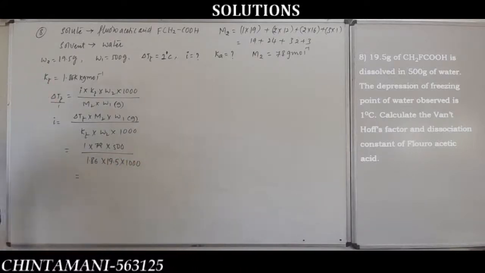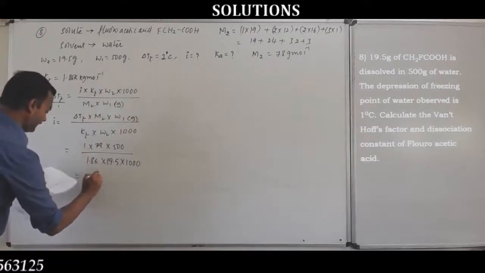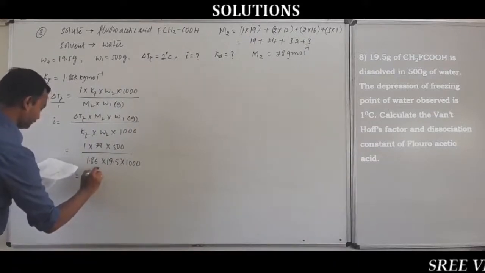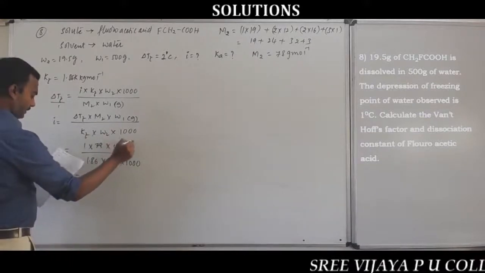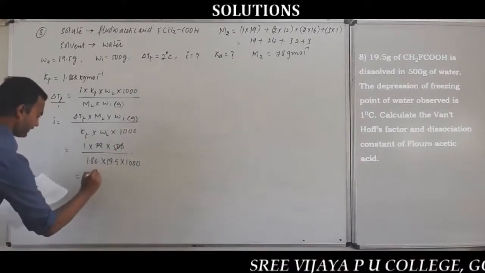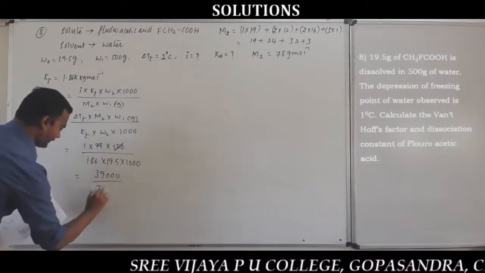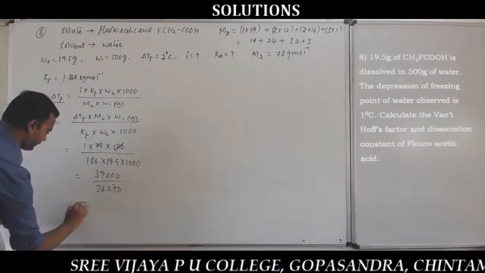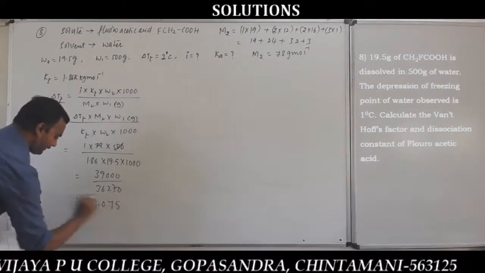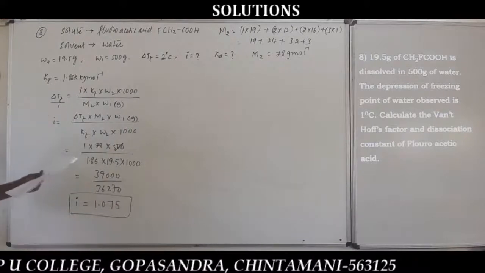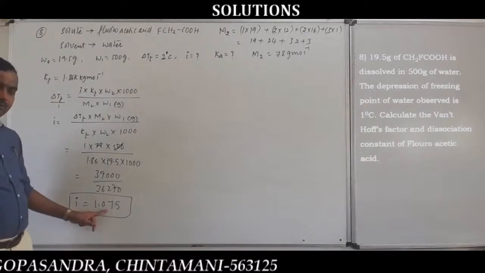So the numerator is 78 into 500, that is about 39,000. Using the calculator, 39000 divided by 36270, we get the i value. So the i value is 1.075. 1.075 is the van't Hoff factor.